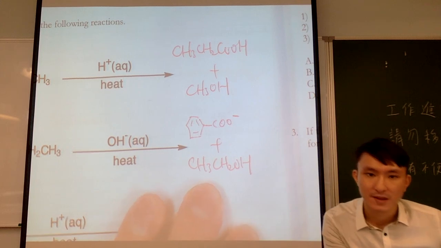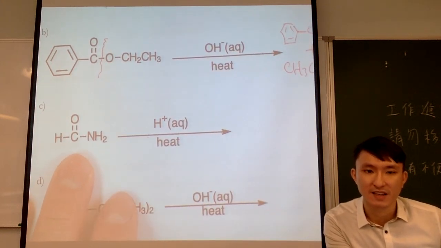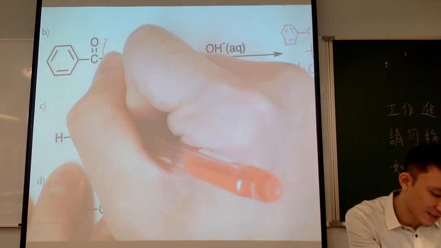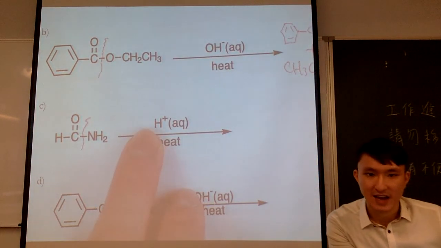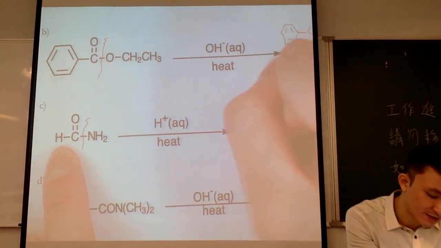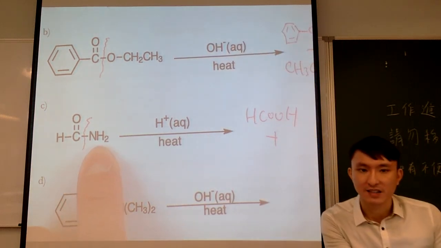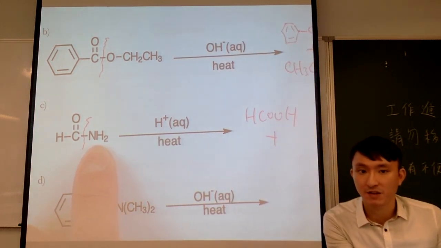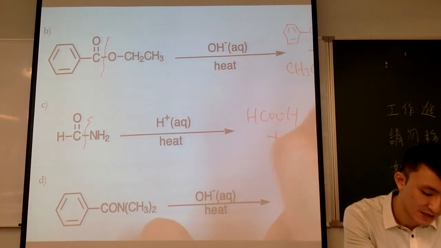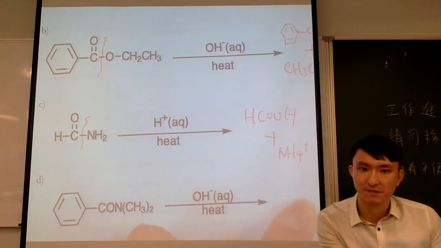Okay. Now this part is the very basic amide, methanamide. Then we will cut it here. This is an acid hydrolysis. So the left hand side we should have a methanoic acid. And on the right hand side it's supposed to give us an ammonia molecule, but because this is a highly acidic environment, so we would expect to see ammonium ion instead of ammonia. Okay?